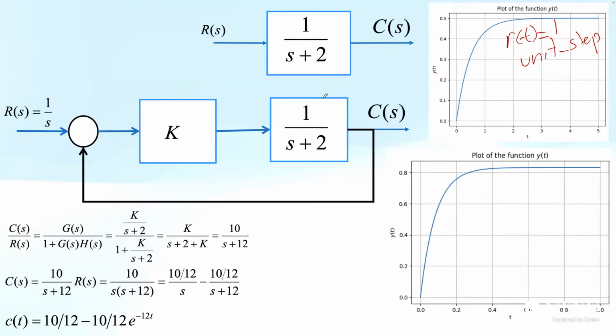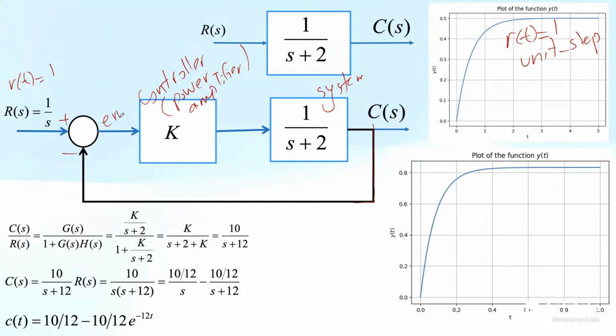As you can see here, this is my system, and I will add here a controller. This controller will be just a power amplifier, which has gain equal K. And I will feed back the system response to the input R of S equal 1 of S, or you can say R of T equal 1. This one plus, this one negative.